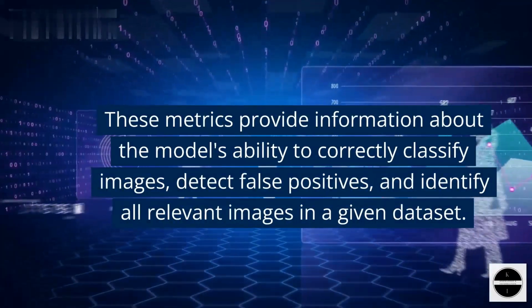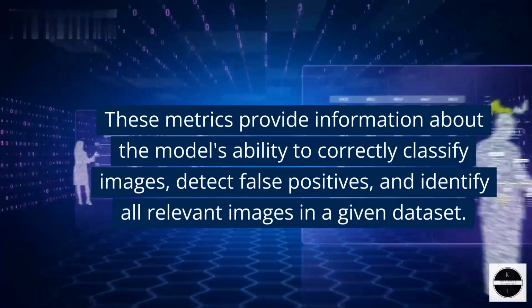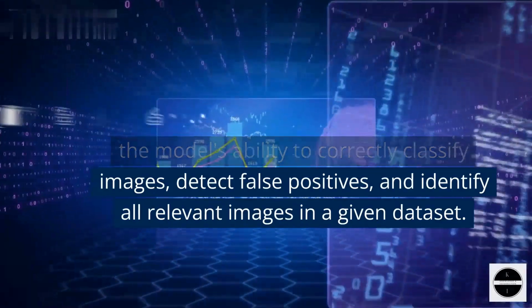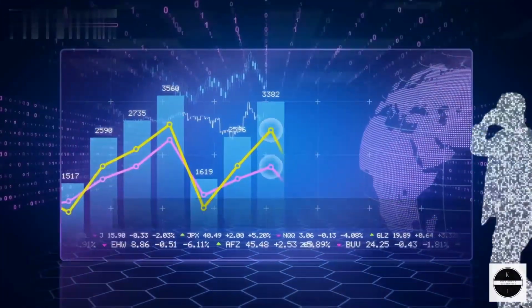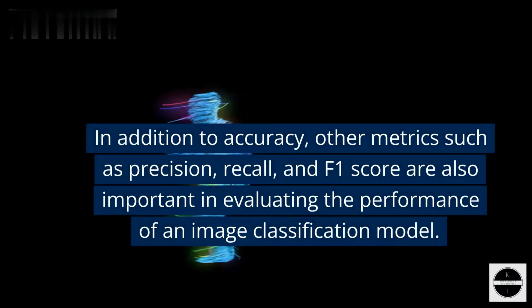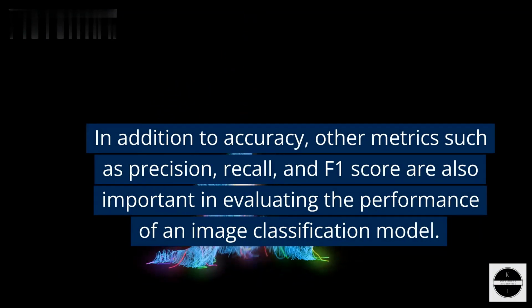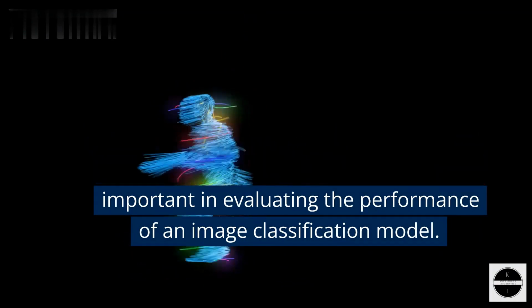These metrics provide information about the model's ability to correctly classify images, detect false positives, and identify all relevant images in a given dataset. In addition to accuracy, other metrics such as precision, recall, and F1 score are also important in evaluating the performance of an image classification model.